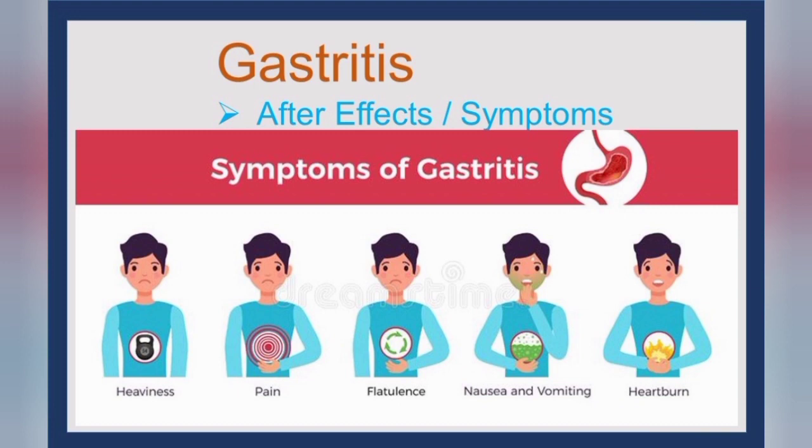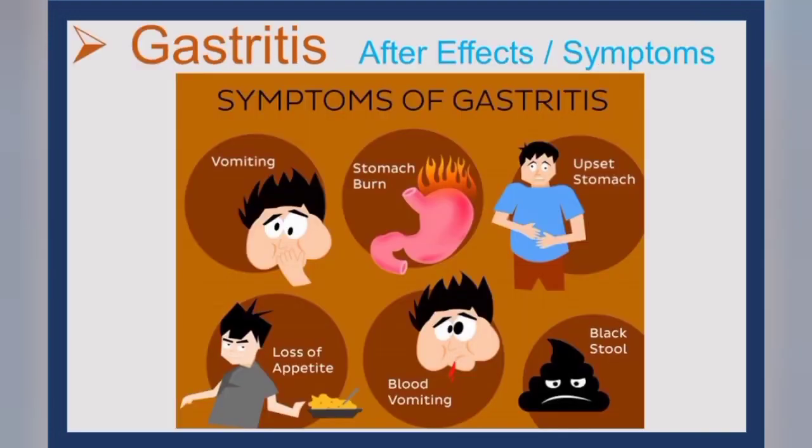So we will go through these items, like symptoms of gastritis: vomiting, stomach burn, upset stomach, loss of appetite, blood vomiting, black stool. You all know most of the facts about gastritis. These are the basic symptoms like vomiting, stomach burn.